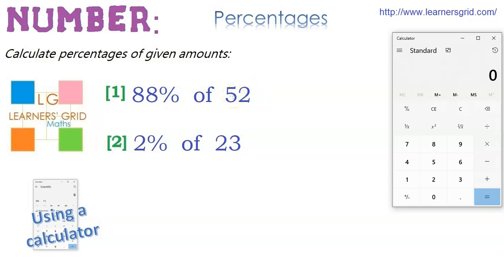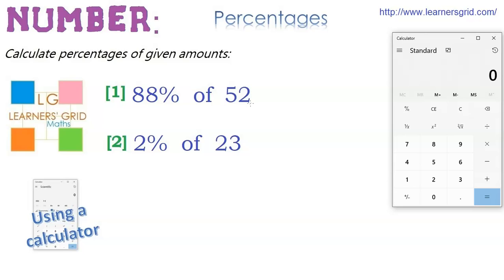So it's less than 100%, right? So our answer had better be less than 52. Another way to think of this as well is, look, it's more than 50%, so our answer had better be more than 25. Okay, so if our answer is between 25 and 52, probably closer to 52 than 25, we probably have a reasonable answer.